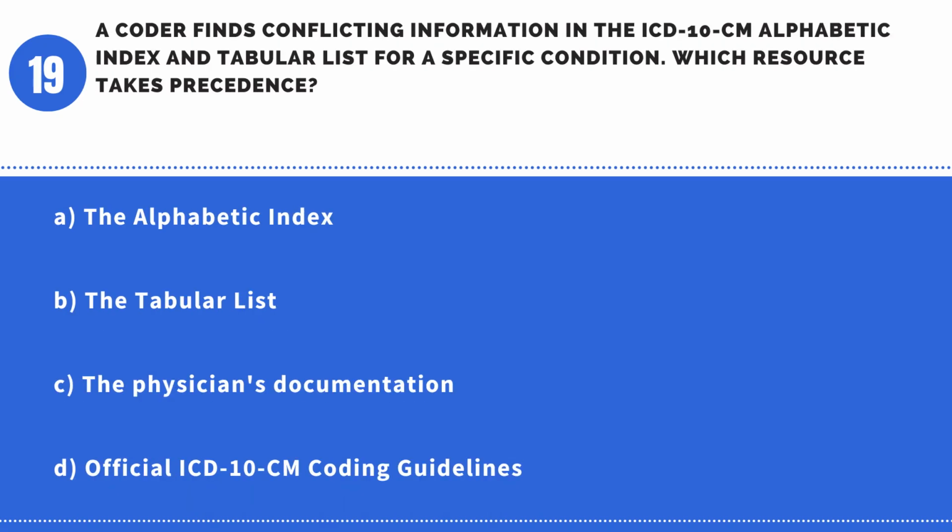Question 19. A coder finds conflicting information in the ICD-10-CM alphabetic index and tabular list for a specific condition. Which resource takes precedence? A. The alphabetic index. B. The tabular list. C. The physician's documentation. D. Official ICD-10-CM coding guidelines.